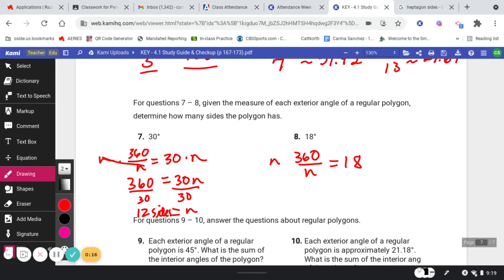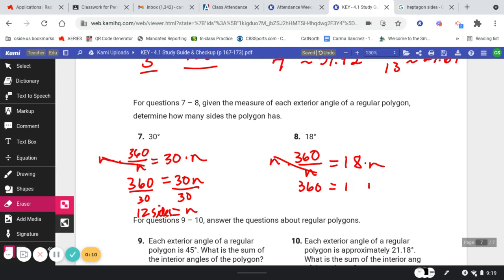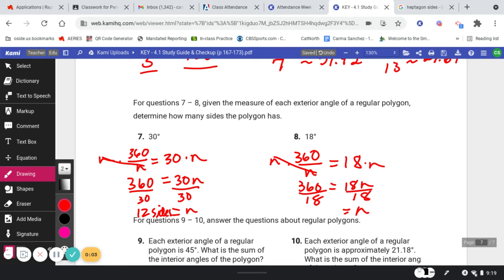On this one, we multiply by the n, denominator, oops, and we divide both sides by 18. So grab your calculators, do 360 divided by 18.